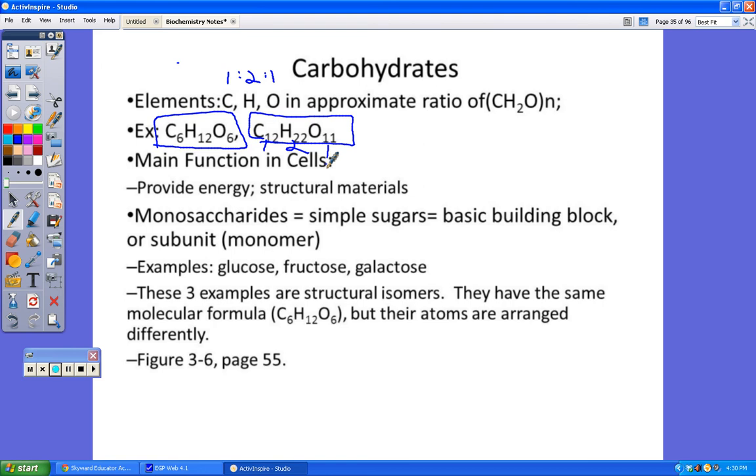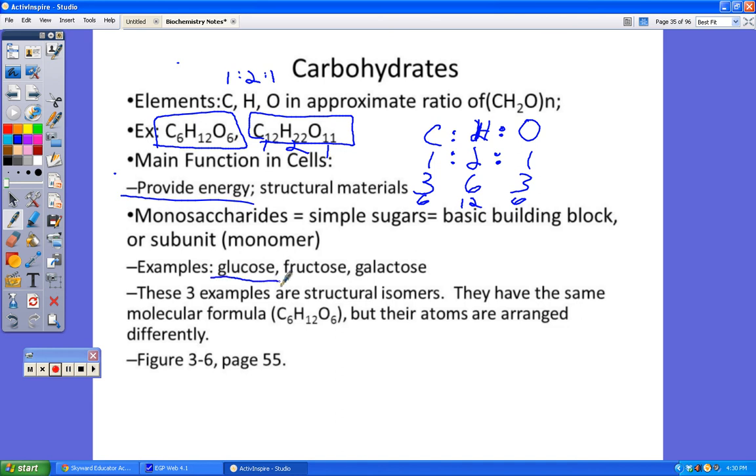Generally they have 1 carbon to 2 hydrogens to 1 oxygen. And so that can be in any number. So this might be 3, 6, and 3. This might be 6, 12, and 6, but it always follows that ratio. Here's their main function in cells. That's to provide energy.